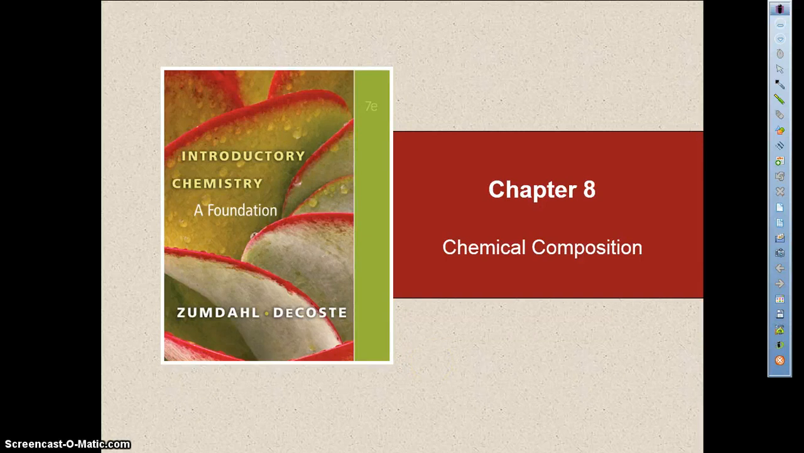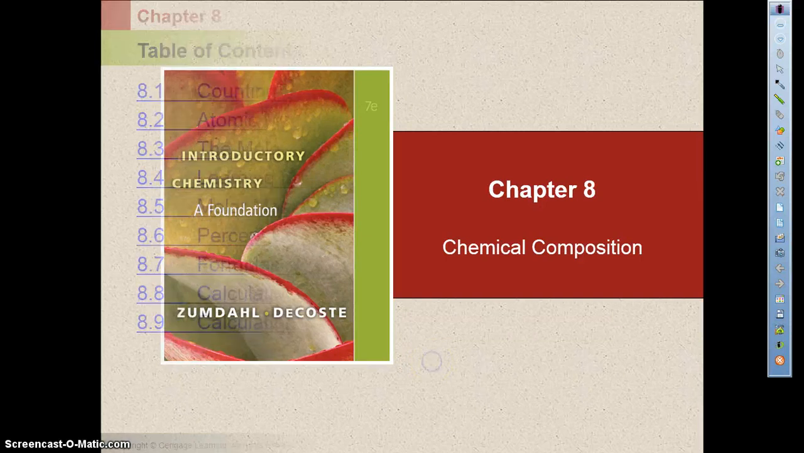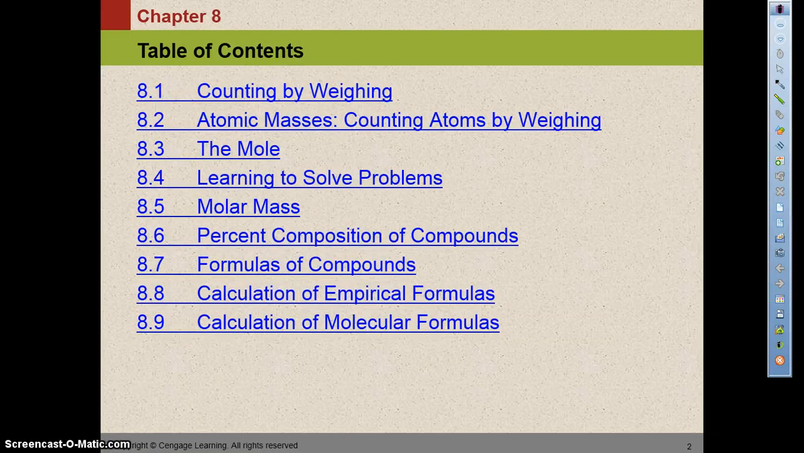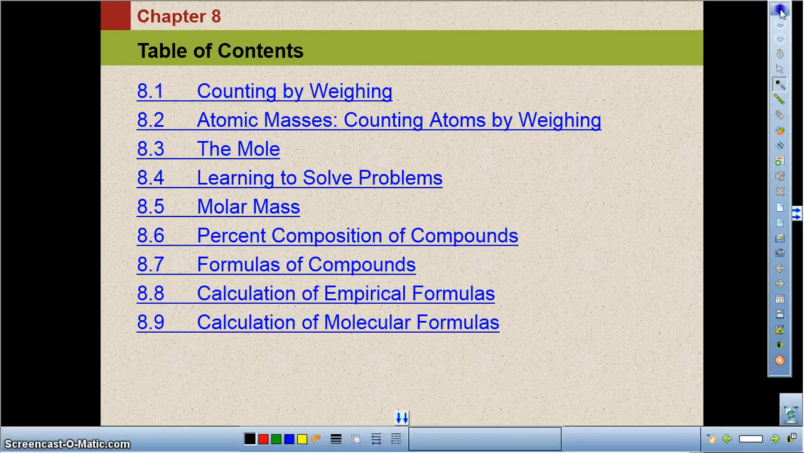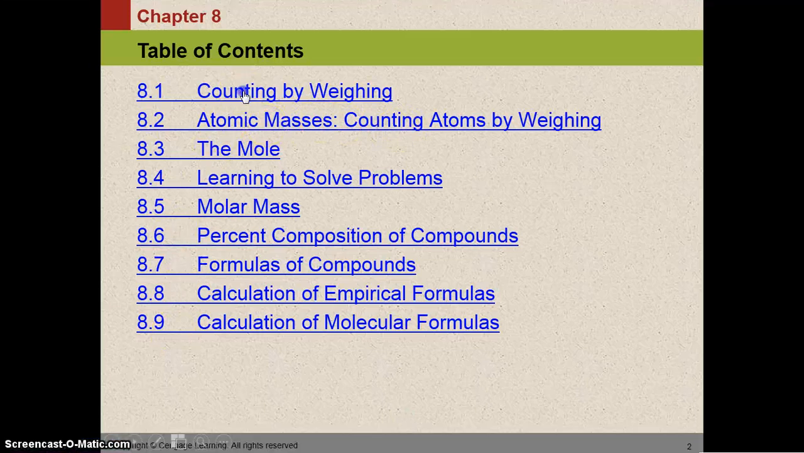Today's lecture is going to start us off with Chapter 8. We're going to go through two sections on Chapter 8, counting by weighing and atomic masses. And you'll notice on the lecture that deals with 8.3, we end up with the huge concept in chemistry that we need to learn about, and that's called the mole. We'll start that on the next lecture. So today we're going to be looking at counting by weighing and atomic masses, counting atoms by weighing. So let's go ahead and get started there.